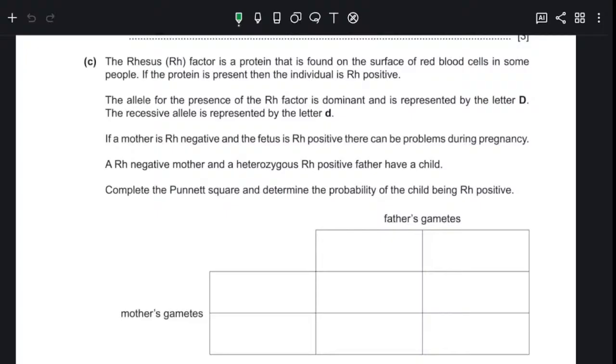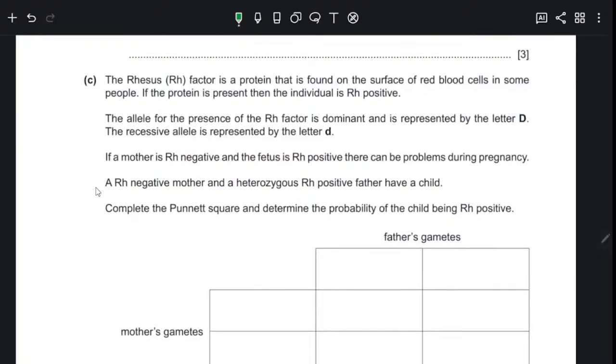So what we want to see is, number one, which alleles are there? Which one is dominant? Which one is recessive? Then what gametes does the father have, and what gametes does the mother have? Of course, the gametes that the father will have will depend on his genotype. We'll see what is the genotype of the father.